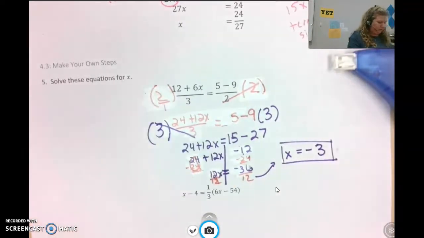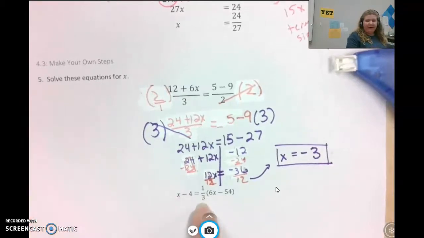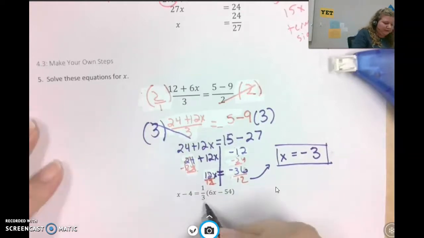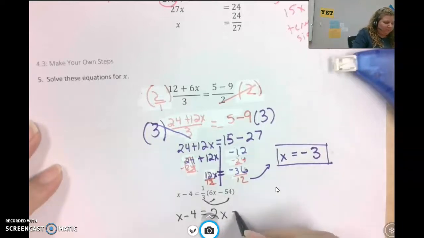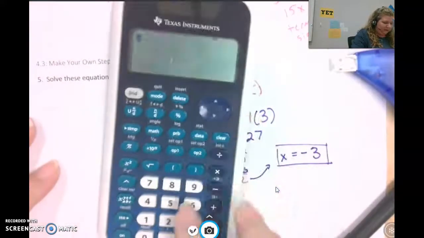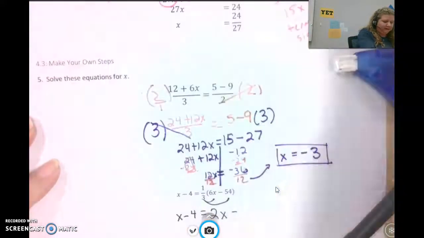Okay, next question. So I'm multiplying by 1/3, which is like dividing by 3. I think I'm just going to distribute first. I could do the opposite of multiplying by 1/3 instead, but I'm just going to distribute. X minus 4 equals 1/3 of 6 is 2x. 1/3 of 54, I don't know. I'm going to use my calculator. 54 divided by 3 is 18.